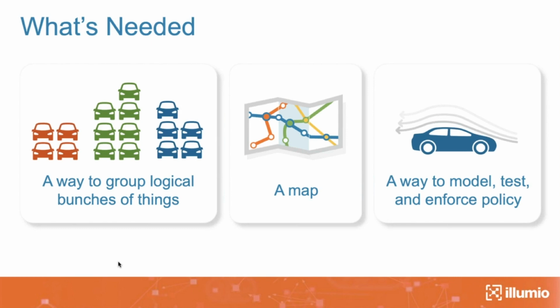The second thing is customers need a map. What they can't see, they can't secure. They need to be able to see how applications are talking to each other. Not a network map, but an application dependency map. And third, the very critical thing is customers need a way to model and test policies before enforcing them. Because that is a real problem today.